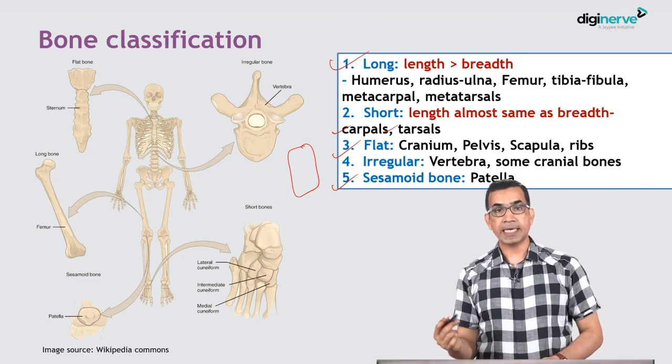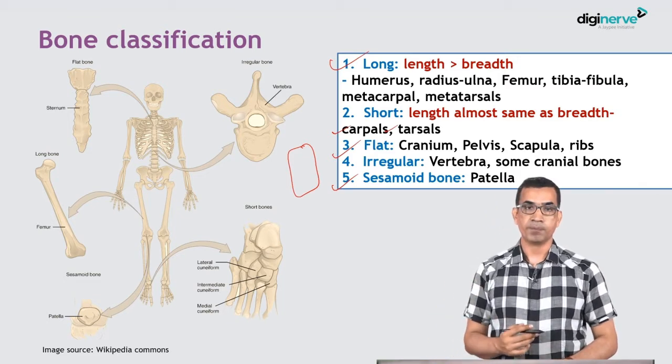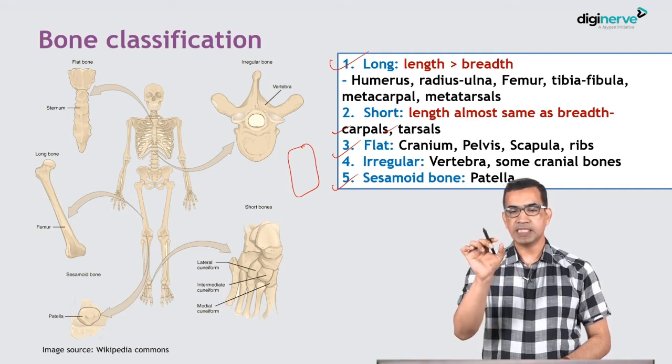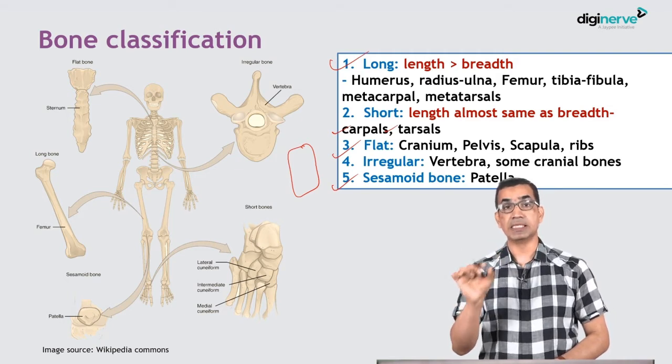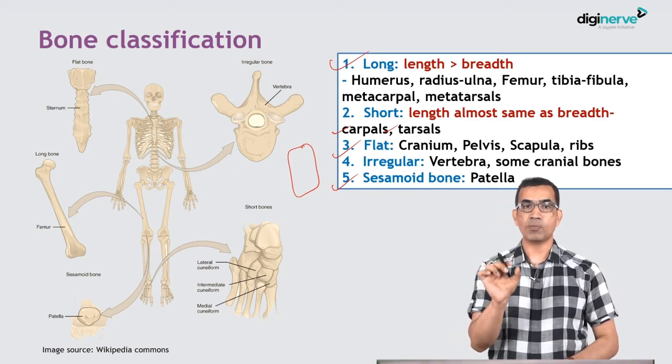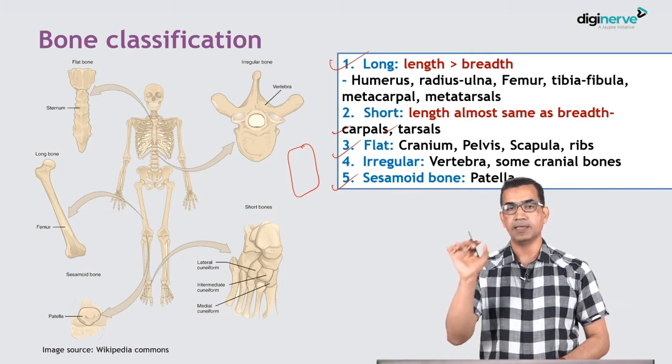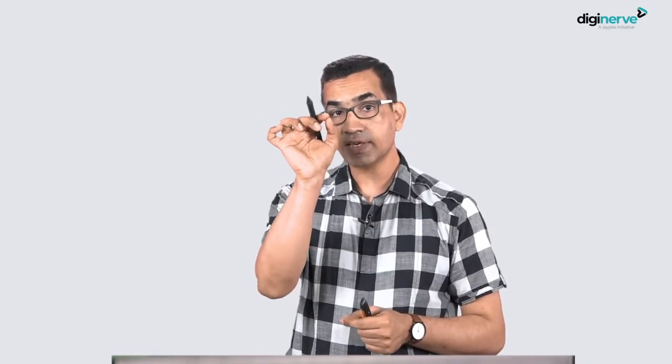Flat bones, irregular bones, and the sesamoid bone. Sesamoid is a bone which develops in a tendon or muscle, and the largest sesamoid bone of the body is the patella. You will also find the sesamoid bone near the thumb. So if you see the thumb X-ray, you will find two small bones here. Same thing you will find near the head of the first metatarsal.